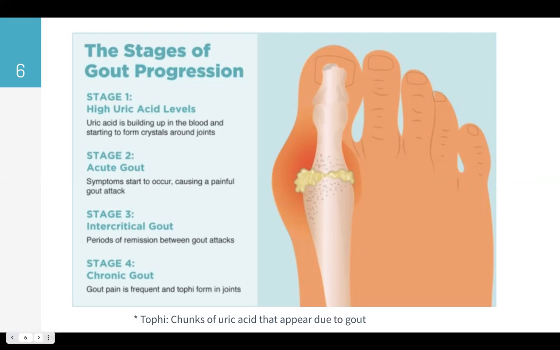Going on to stage 3, this is when a person has already had gout symptoms or flares, but is currently not having any joint pain or swelling. Lastly, stage 4 is known as chronic gout, and this is when the patient starts to experience gout pain more frequently and tophi start to form in the joints.